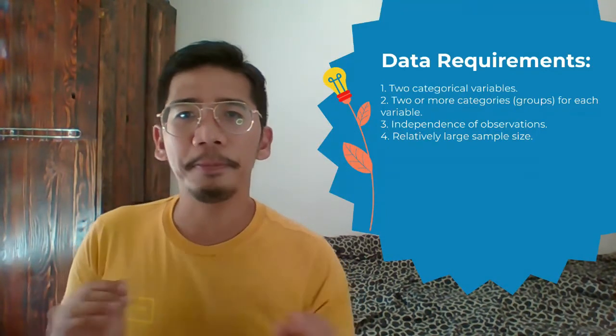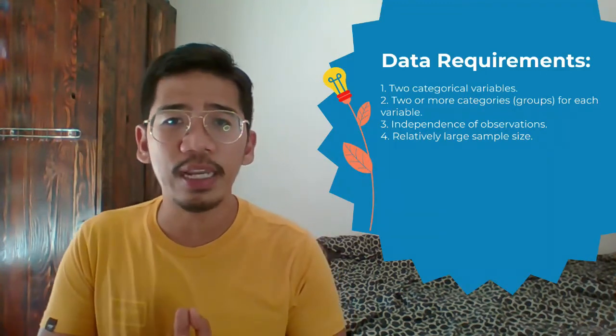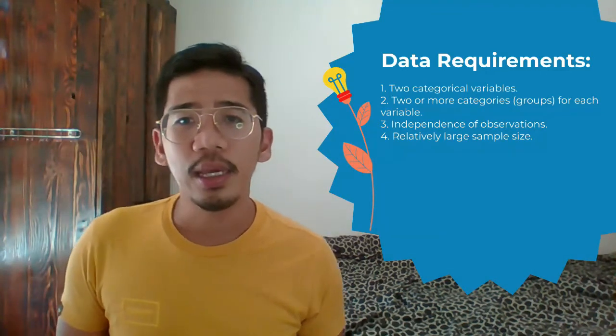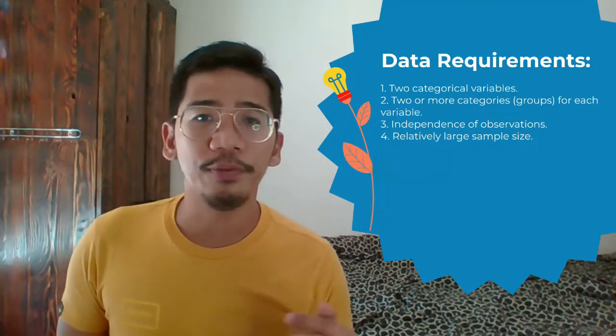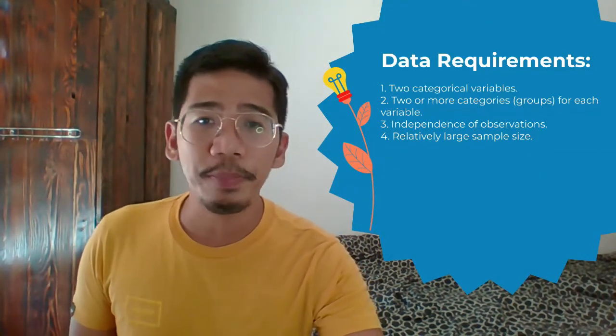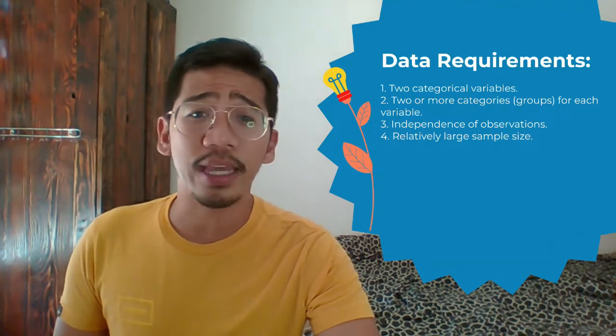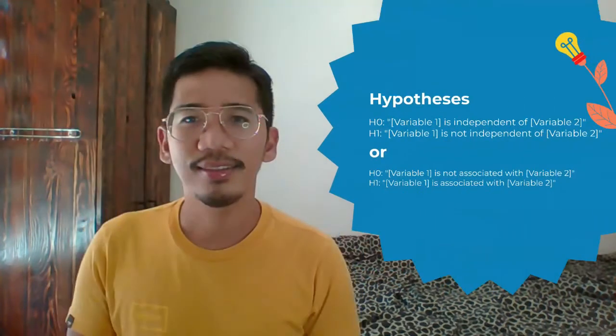The last data requirement is that there should be a relatively large sample size. Expected frequencies for each cell are at least 1, and expected frequencies should be at least 5 for the majority, that is 80% of the cells.